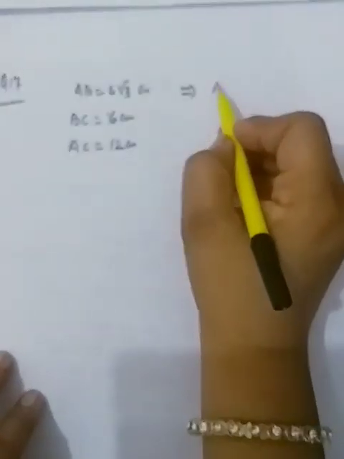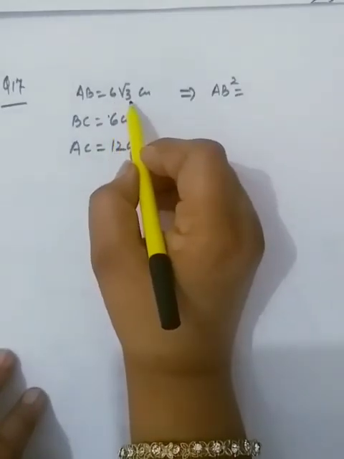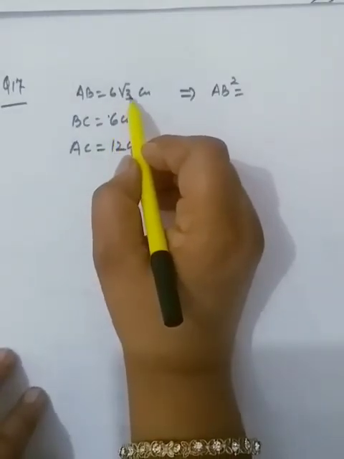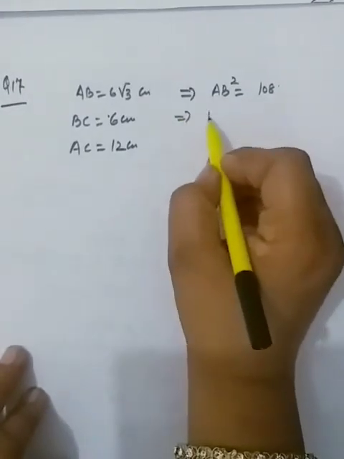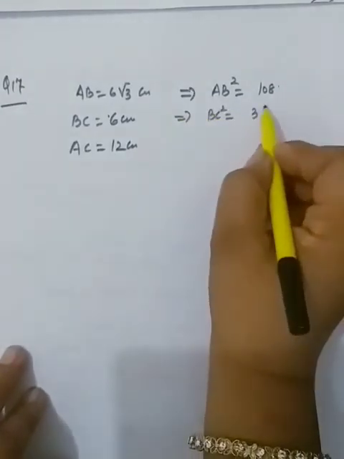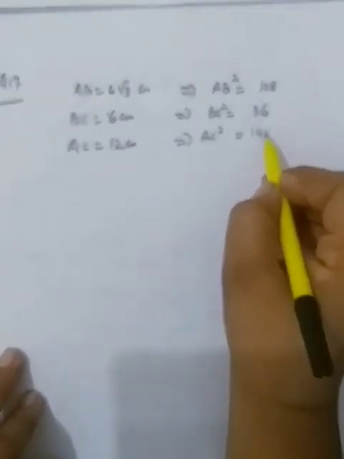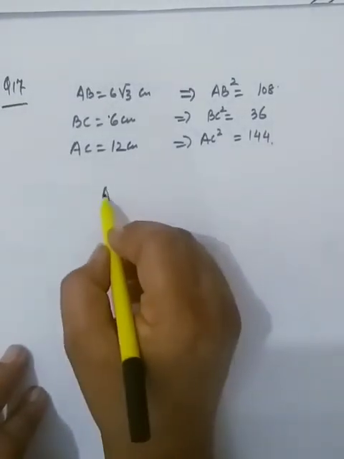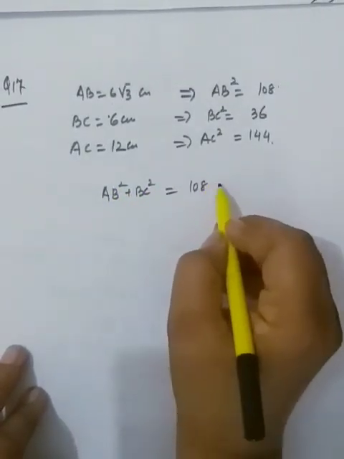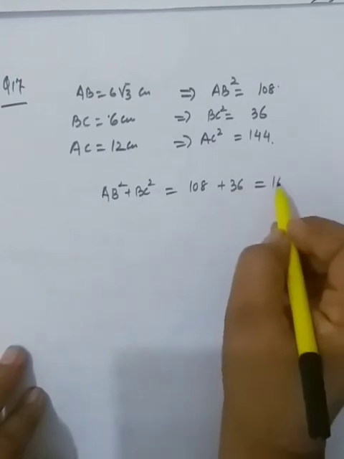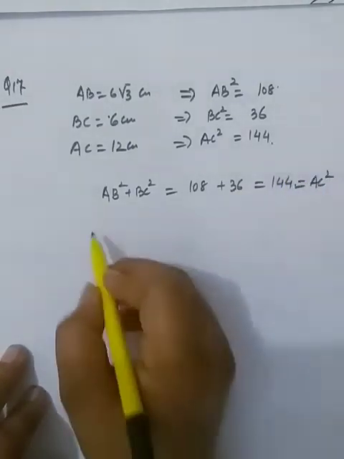Here AB square is equal to 6 square is 36, 36 and square of root 3 is 3 and you will get 108. And BC square is equal to 36. AC square is equal to 144. We observe that AB square plus BC square gives us 108 plus 36 is equal to 144. And this is equal to AC square.